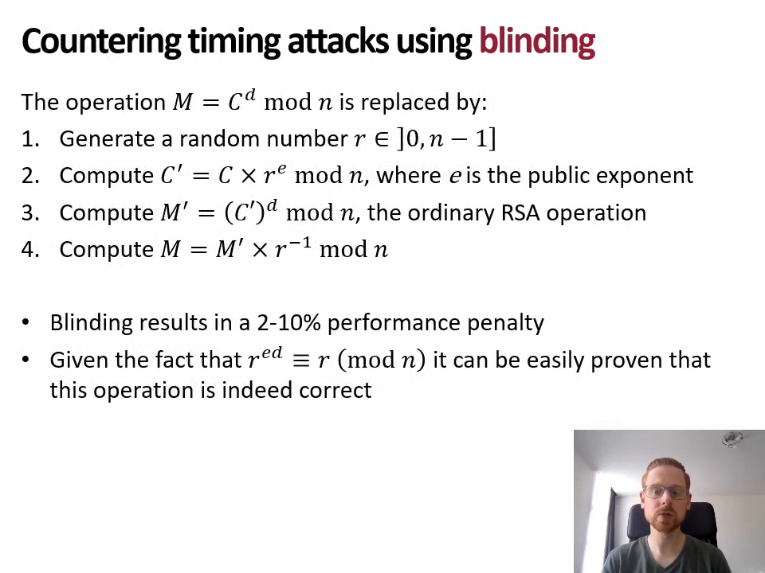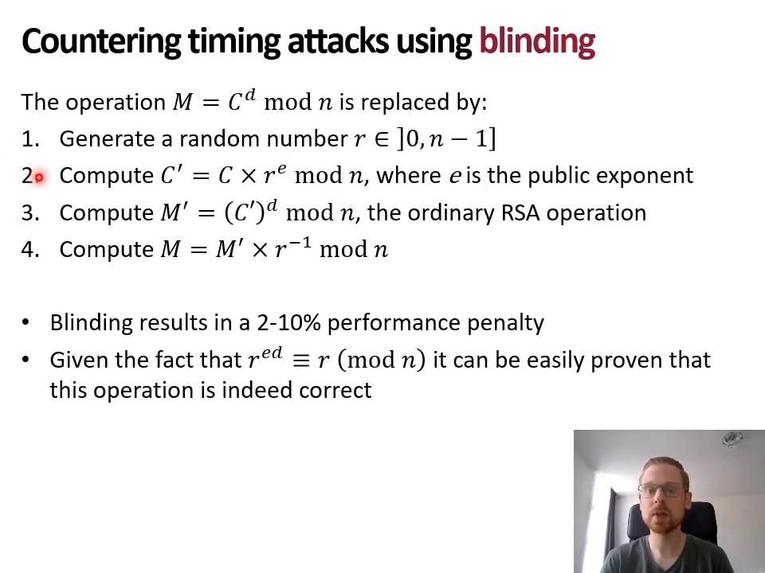And let's take a closer look at how blinding can be implemented to overcome timing attacks. Normally, during decryption, this operation is performed. So we calculate ciphertext to the power d modulo n to retrieve our plaintext m. However, instead of directly calculating the plaintext, we replace it with this procedure consisting of 4 steps.